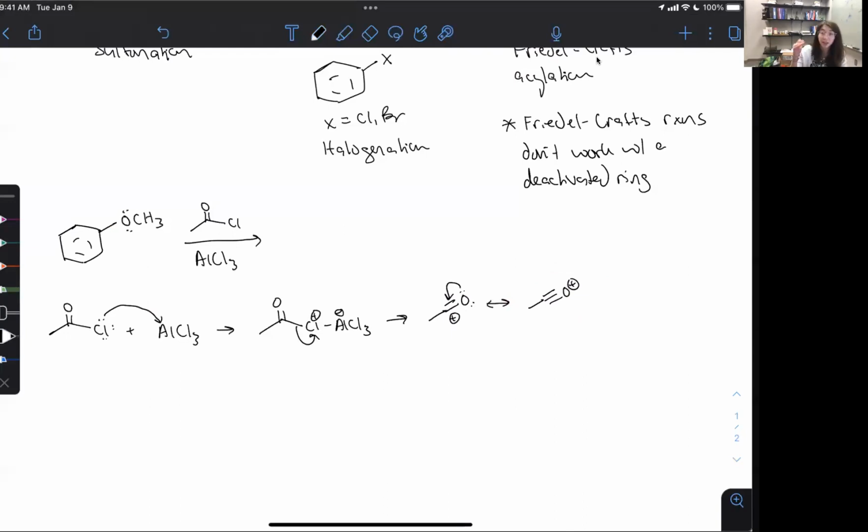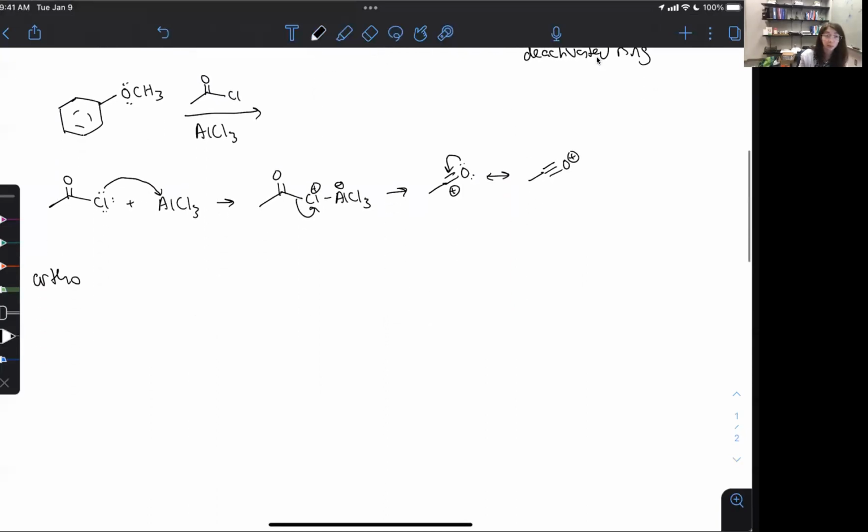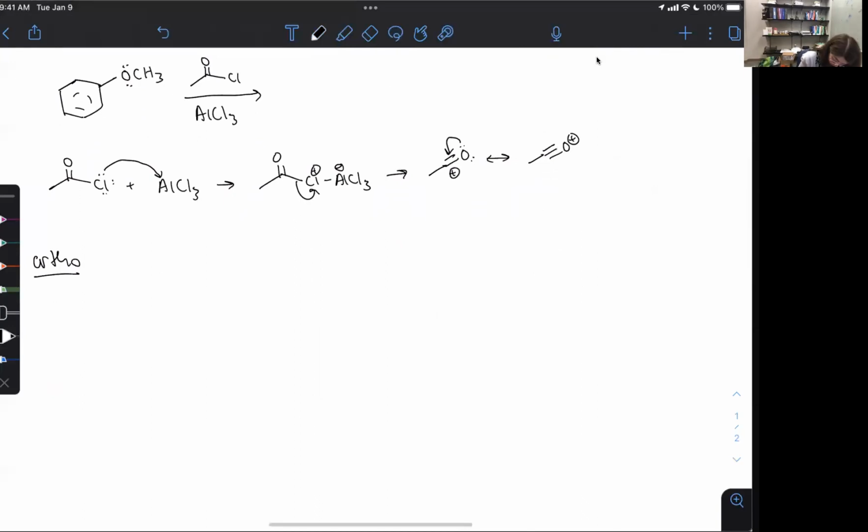Okay, so I'm going to list out the different substitutions that you can see. So we're going to start drawing out what the ortho position is going to look like. And once you get practiced at this, you don't have to do every single one every single time. I'm just kind of showing you how you can work through it if you need to. So we're going to go for the ortho position here.